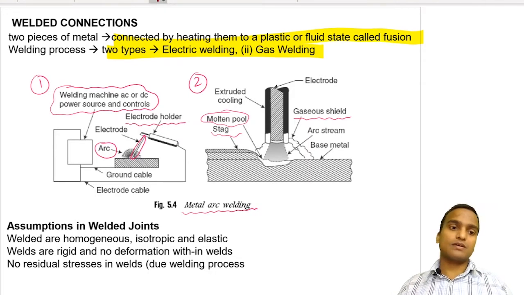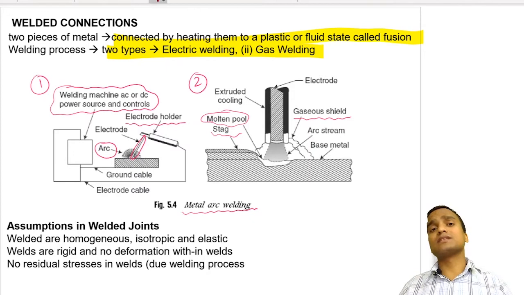There are a few assumptions behind welding, and we assume that welded connections are homogeneous, isotropic, and elastic. By homogeneous, we mean that there is uniform distribution of material throughout the welded connection. By isotropic, we mean that the properties of the material are similar in all directions. And by elastic, we mean that the welded connection behaves as an elastic material, that is, the stresses are proportional to the strain below the proportional limit.